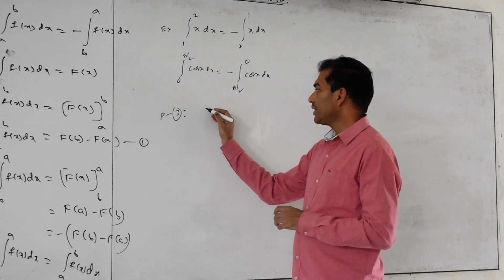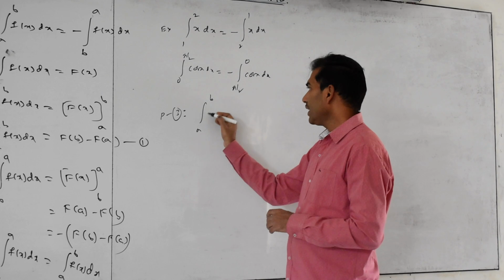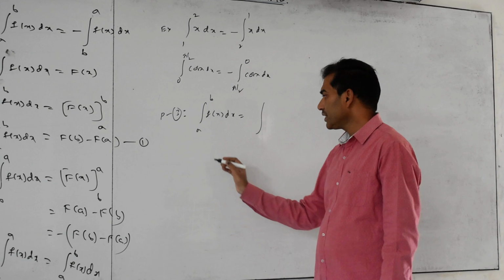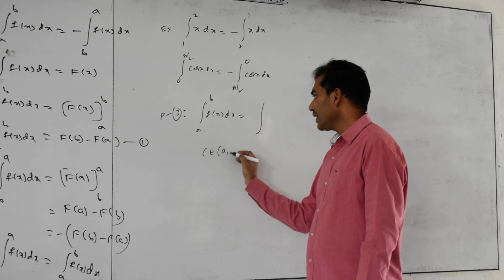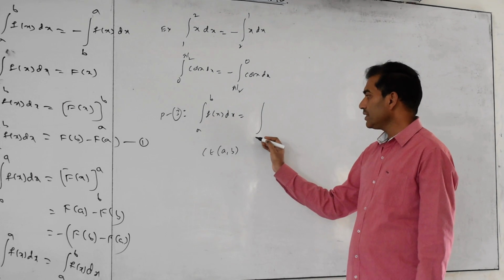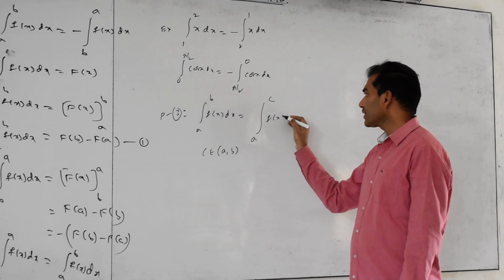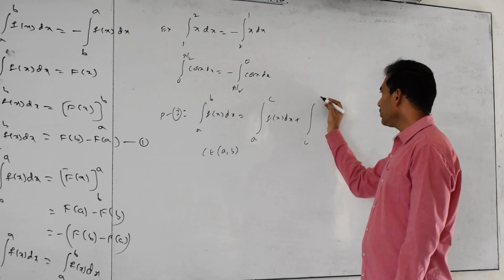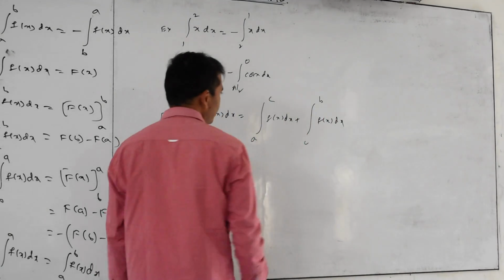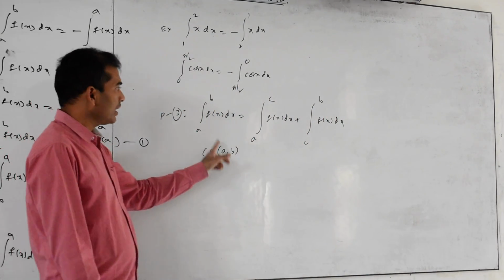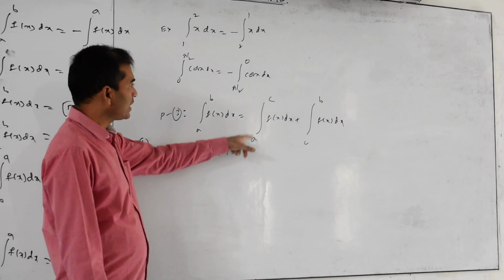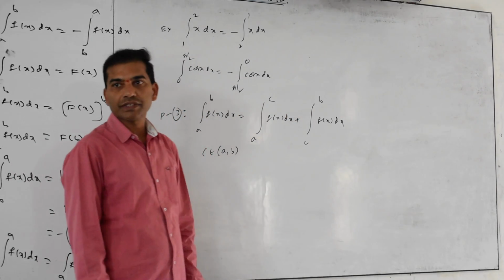Third property: integration a to b f of x dx. In between, one point is there, c. C belongs to the open interval a comma b, that is, c lies between a and b. Then we can split it like this: a to c f of x dx plus c to b f of x dx. This is the third property. C should be between a and b, then we can split a to c and c to b, f of x dx.